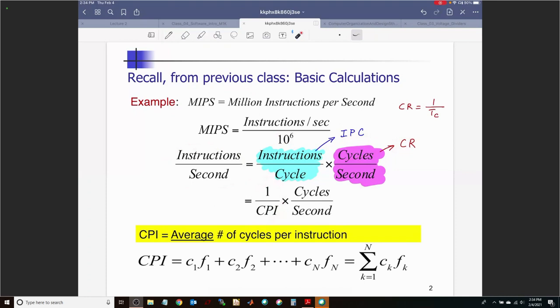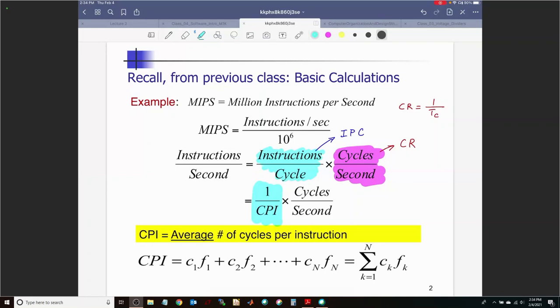Now, when you have multiple instructions, you would have to average that out. So average number of cycles per instruction. So for example, if you had 10 instructions and each of them requiring a different number of cycles, then you would add all of the cycles and divide it by the number of instructions to get the average number of cycles per instruction, CPI. So let me just highlight that as well. This is essentially your 1 over CPI is IPC, and then the cycles per second, which is the clock rate, remains as is.